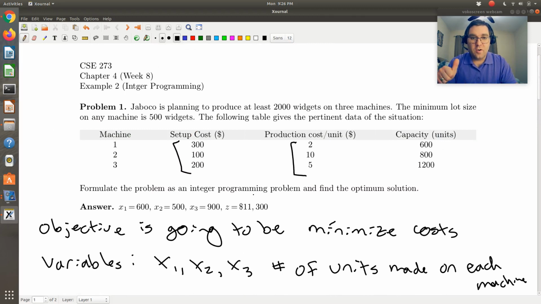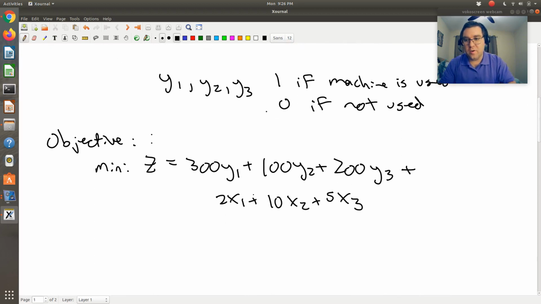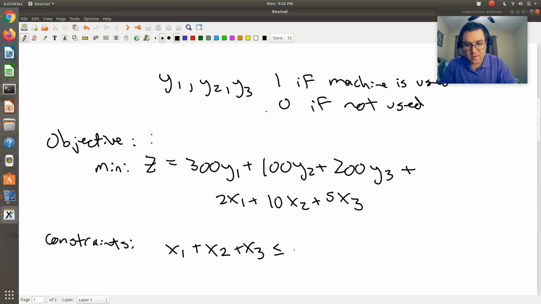So now let's go piece by piece. First, we're planning to produce at least 2,000 widgets. So if we go through our constraints, we want to produce at least 2,000 widgets. That means x1 plus x2 plus x3 needs to be greater than or equal to 2,000.